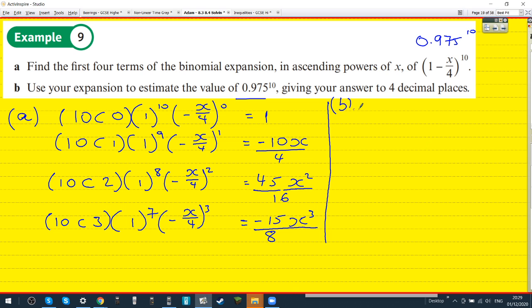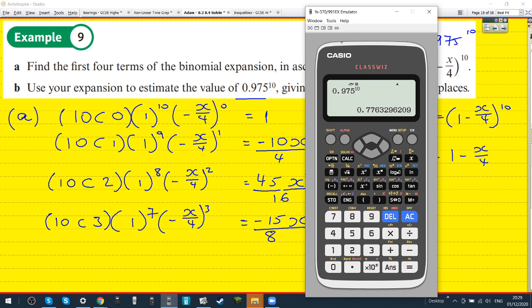Pardon? Like, what do you mean? What equals what? Eyeball it. What is the same? What must be equal to what? Wait, would they equal, like, similar answers? Basically, 0.975 to the power of 10 is equal to 1 minus x over 4 to the power of 10. Okay. Or 0.975 is equal to 1 minus x over 4. Okay. Solve for x.